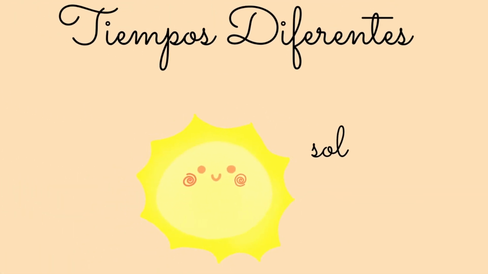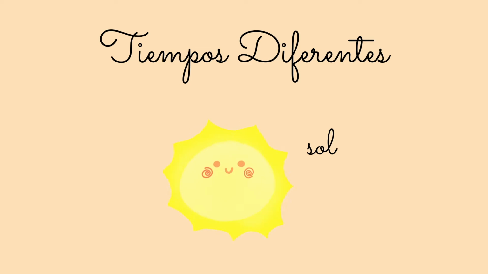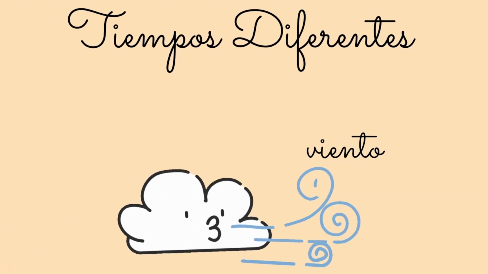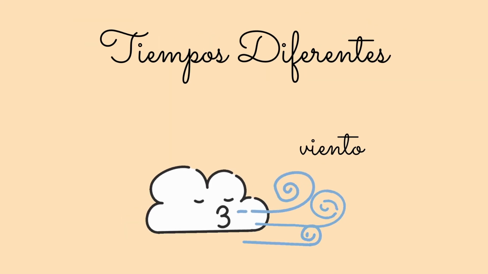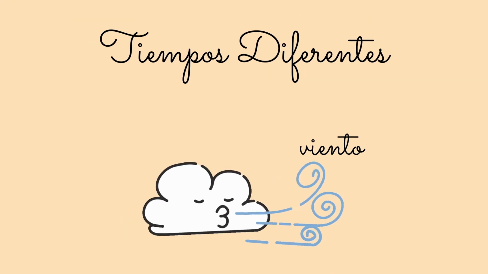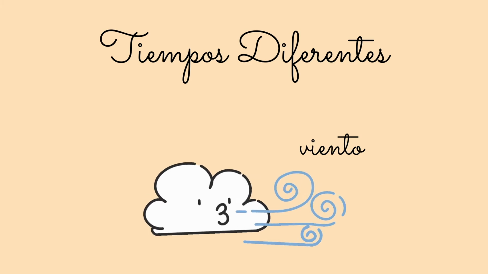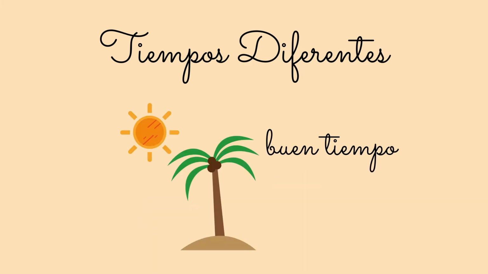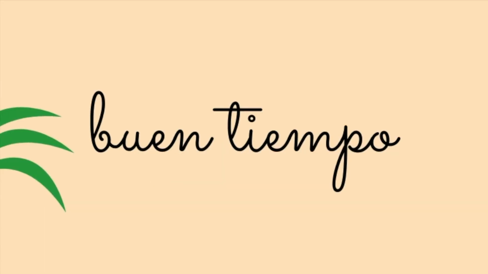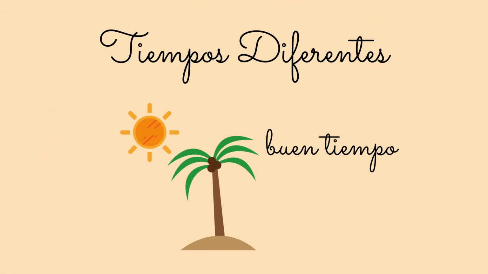Ahora tenemos sol. En inglés se dice sunny y decimos en español hoy hace sol. Today it's sunny. Now we have viento. En español se dice hoy hace viento. Today it's windy. Next we have hace buen tiempo, meaning it's good weather.